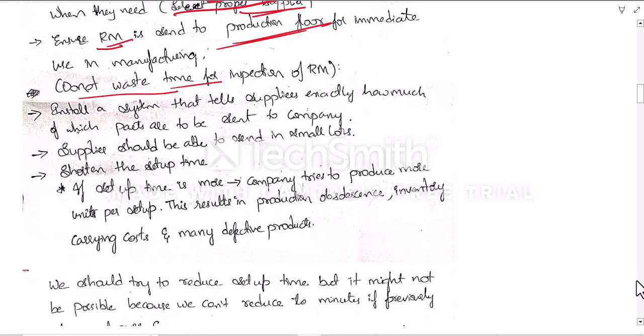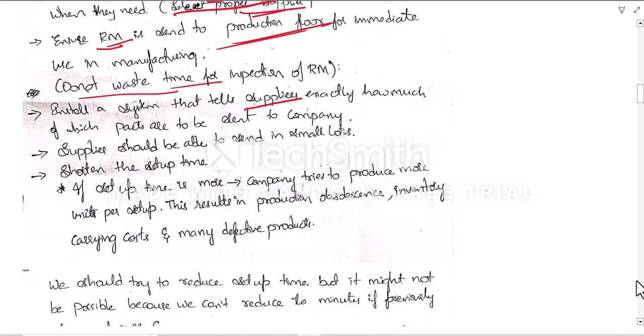Next, we should have the system. We will be discussing it at a later stage. What system should we have? The exact supplier must be informed of the quality, quantity, and time of raw material required. So it should be an automatic process. We will discuss in the next stage how it will work.